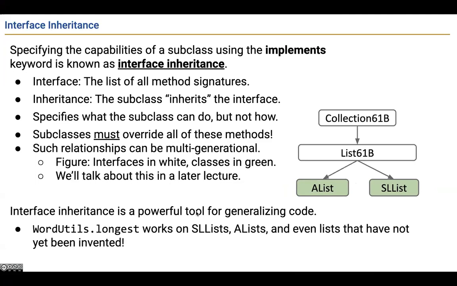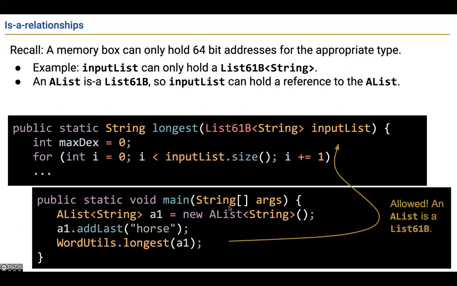We solved our problem from today, which was that longest method that used to have to be copy-pasted if I had SLList and AList. Now it works on any type of list: SLList, AList, DLList. Even if 20 years from now you go and invent the QList, as long as it follows the List61B interface, then the WordUtils longest method can take in the QList as an argument too. That's great.